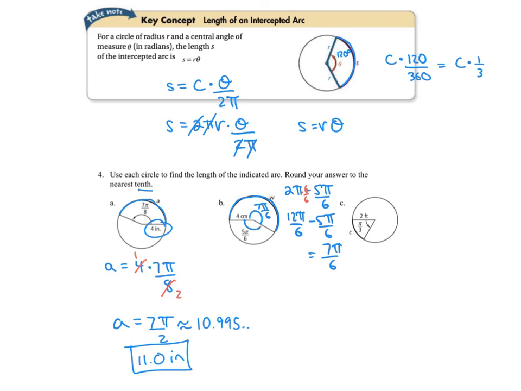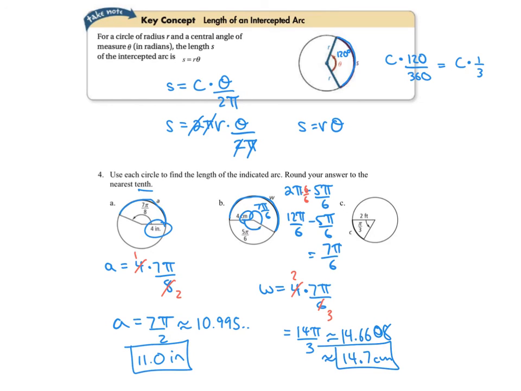So the angle that we are actually going to use is this angle, 7 pi over 6. So now, using our formula, W equals the radius, 4 centimeters, times 7 pi over 6. The 4 and the 6 can both be divided by 2, giving us 2 and 3. And then multiply the top times the top, we get 14 pi over 3, which is approximately 14.6608. So rounded to the nearest tenth, about 14.7 centimeters in this case.